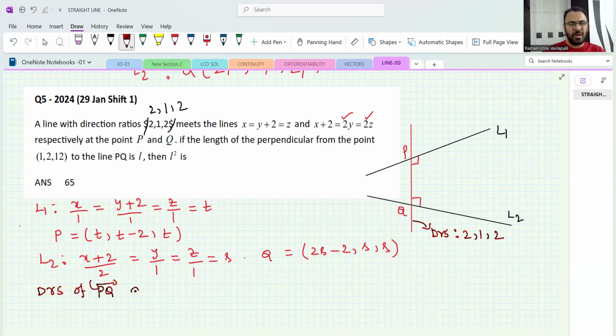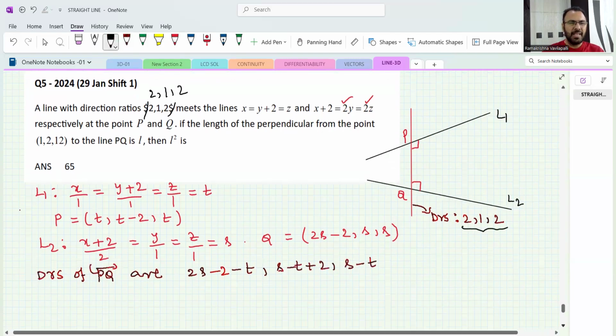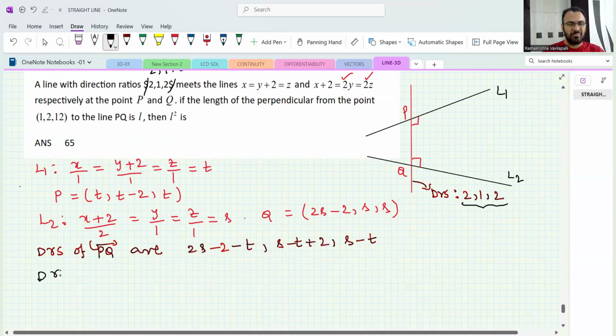DRs of PQ: subtract P from Q. You will get 2s minus 2 minus t, s minus 2t plus 2, and s minus t. So these are the DRs of PQ. At the same time, they have given the DRs of this line PQ are 2, 1, 2.